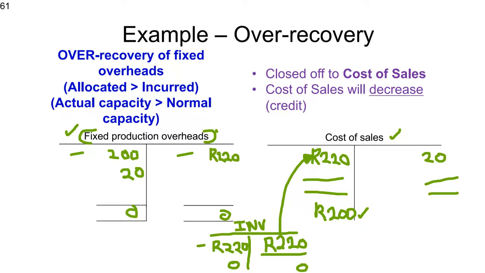Must I explain again? So we incurred 200 Rand of rent. During the year, piece by piece, day by day, we allocated 220 Rand to inventory. That's because whatever cost it was, whether it was rental or whatever, it was a fixed production cost. So we allocated it to inventory, but then we sold the inventory. So then we have to put that inventory in cost of sales. So that's what's going on there.